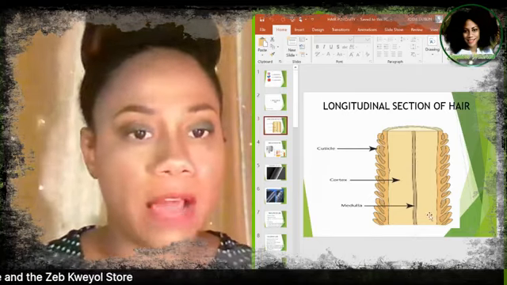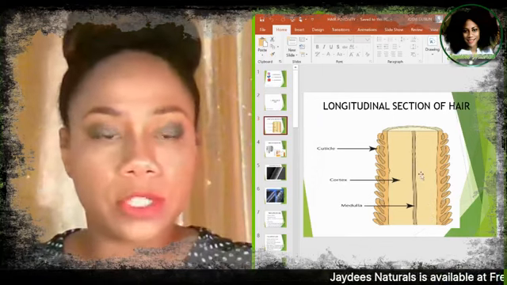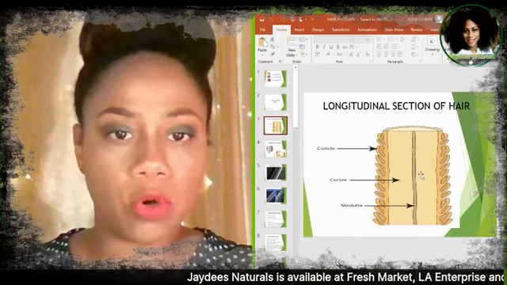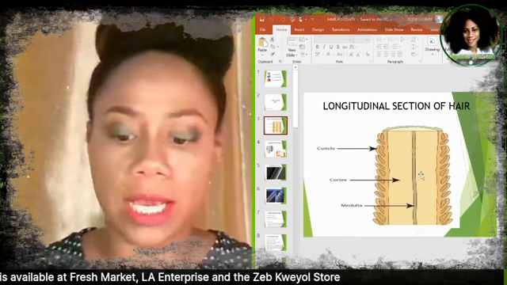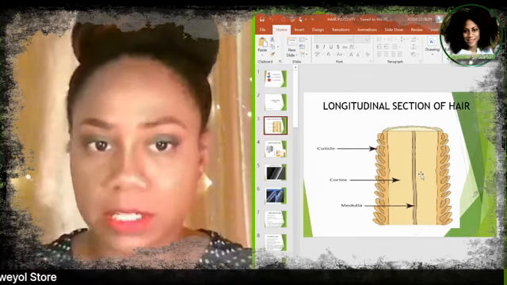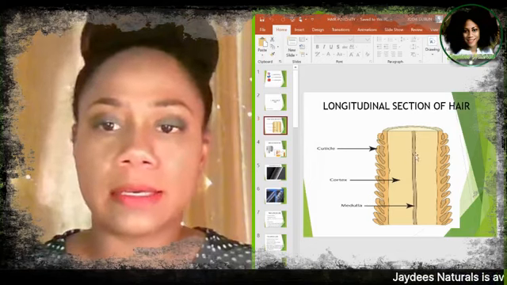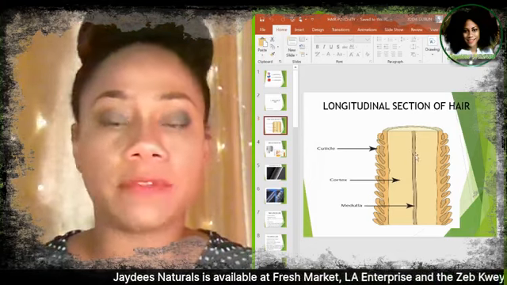So in the middle, you'll have the medulla. It's a soft, spongy mass. Around the medulla, now remember, your hair is somewhat ovalish, not circular, because Asian and Caucasian races have more circular hair types than us. Sorry, I have a little cold. And it's more oval. So over the medulla, you have the cortex.